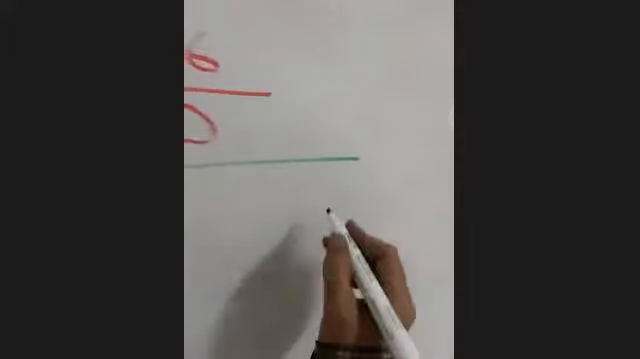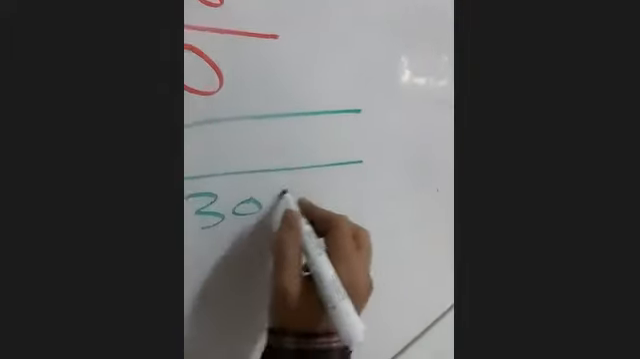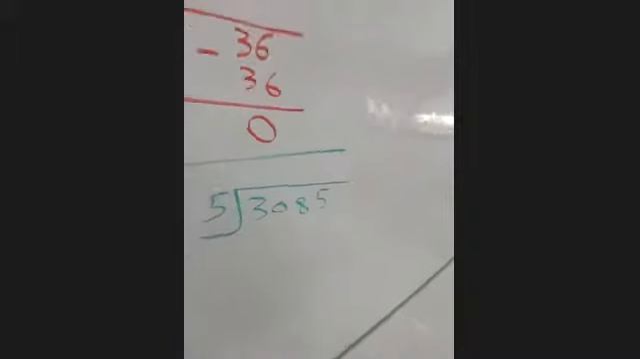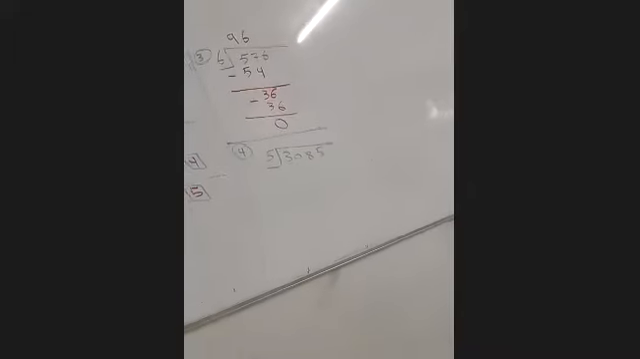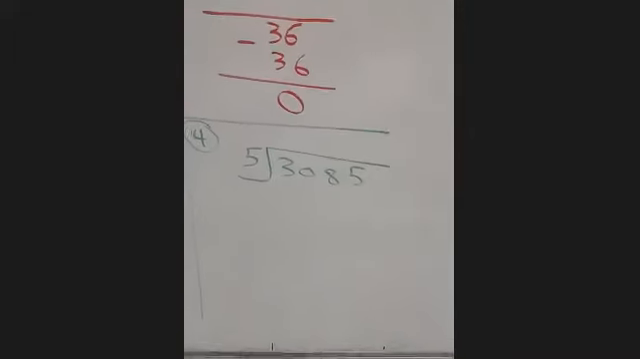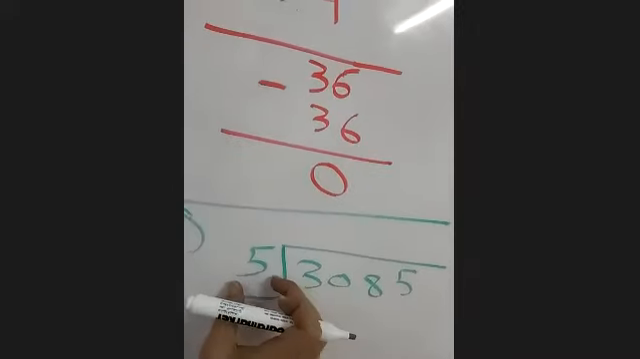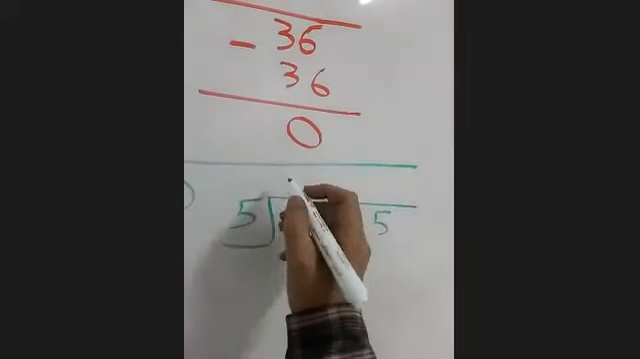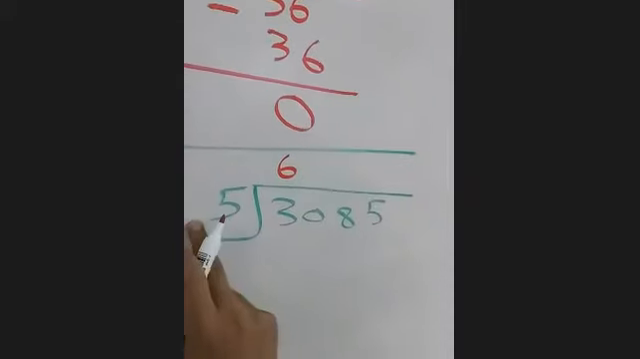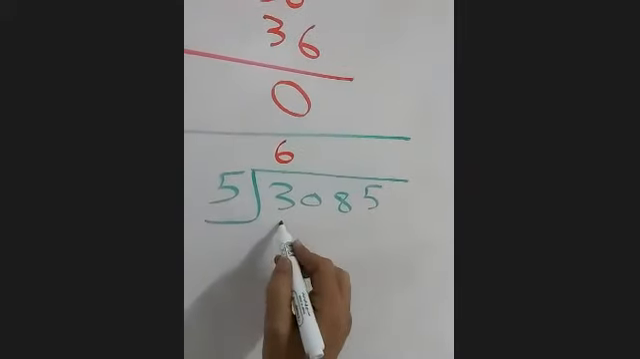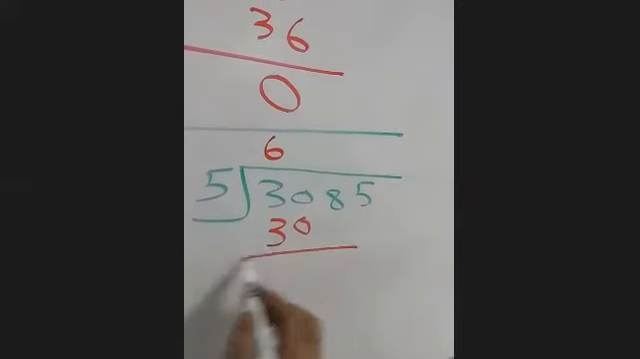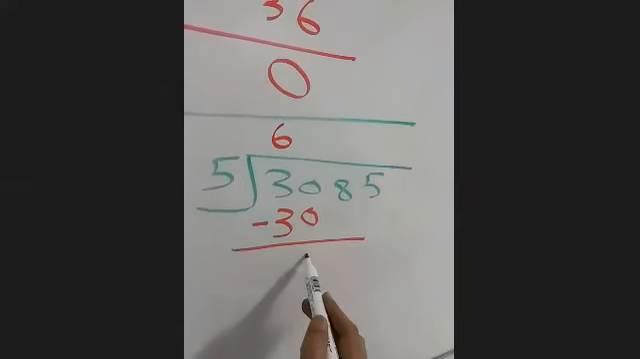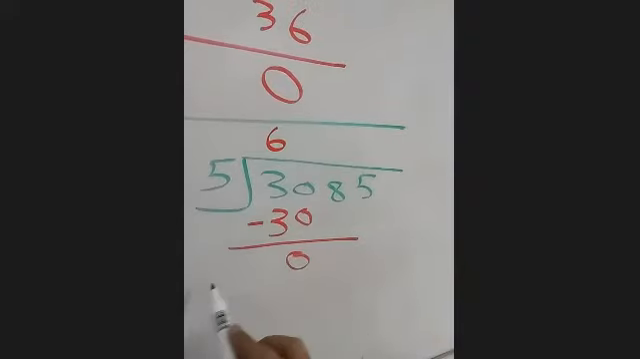Question 4. What do you have in question 4? 3085 divided by 5. Yes. Divide by 5, you can't, because we will take the 0 with the 3, it will be 30. 30 on 5 is 6. 6 by 5 equals 30. 30 minus 30 equals 0. We put the 8 down.